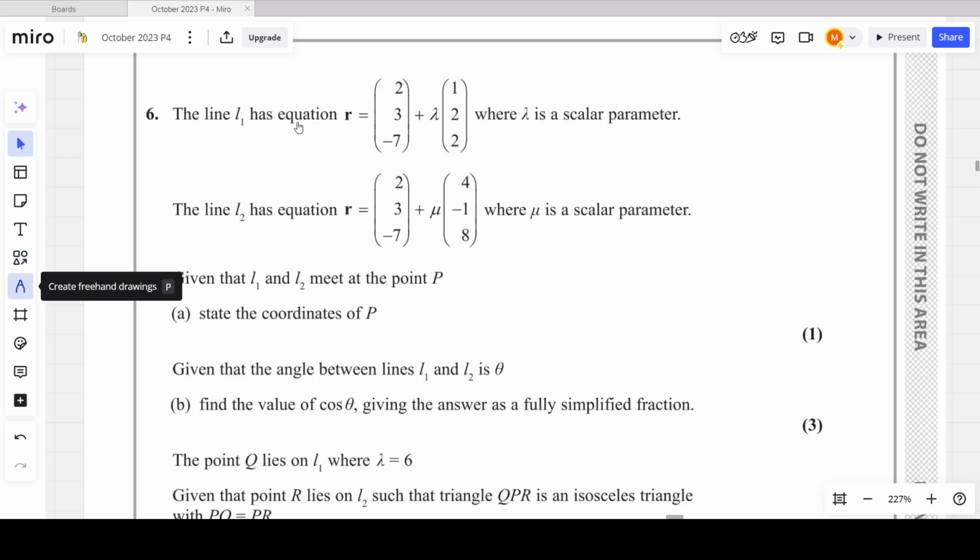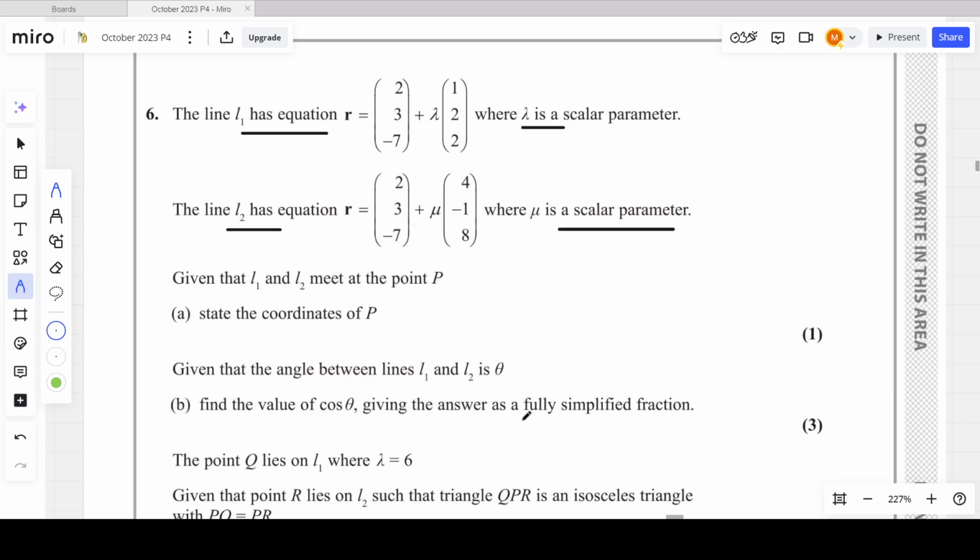Question number 6. The line L1 has an equation given in the form of column vectors, where lambda is a scalar parameter. Another line, L2, is also given in column vector form, where mu is a scalar parameter. Given that L1 and L2 meet at the point P, the lines L1 and L2 are meeting each other at point P.